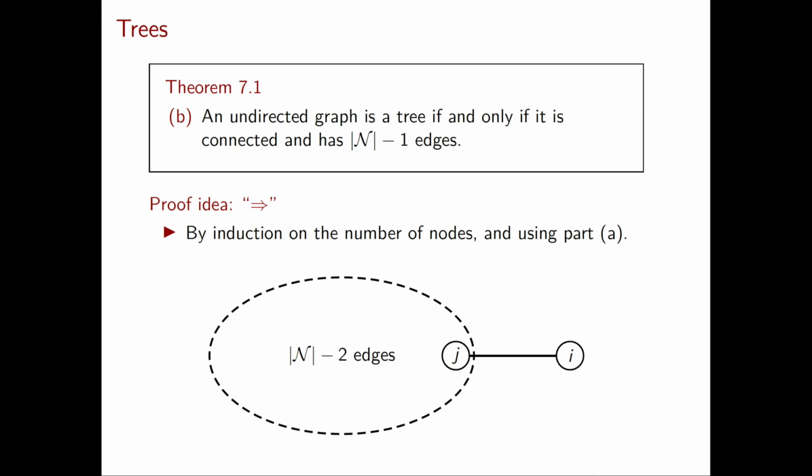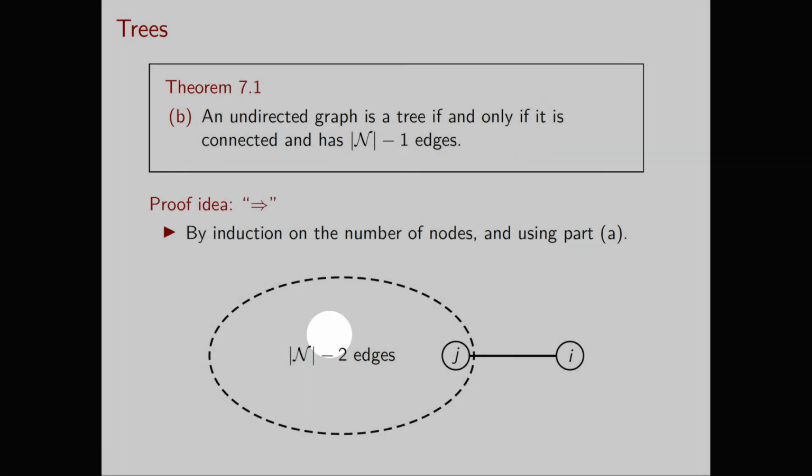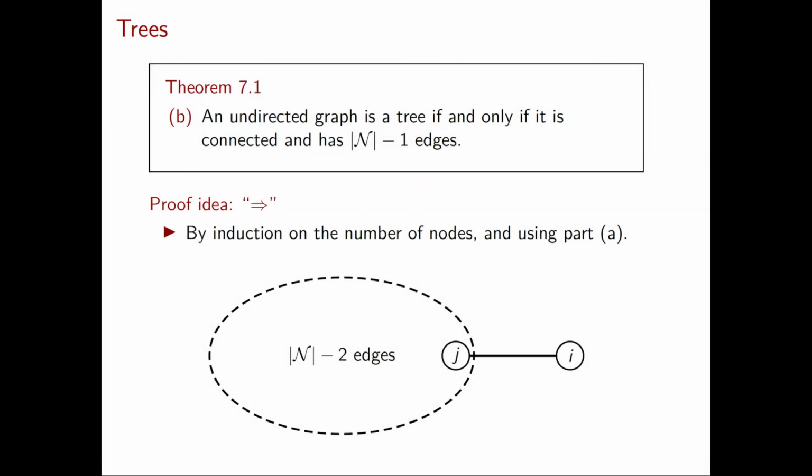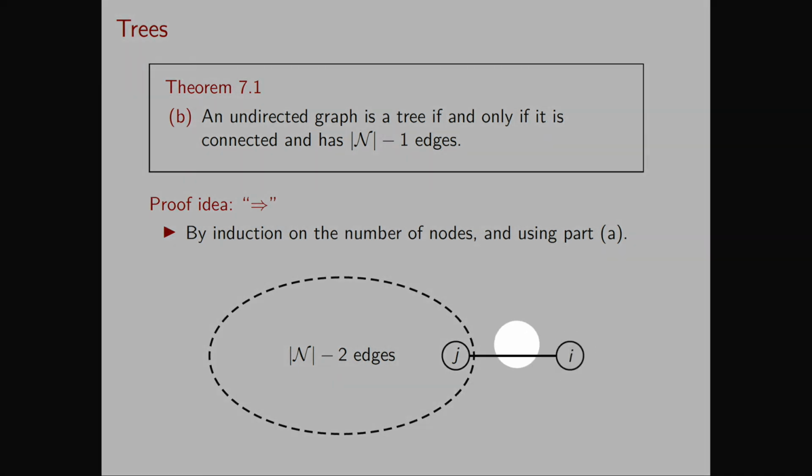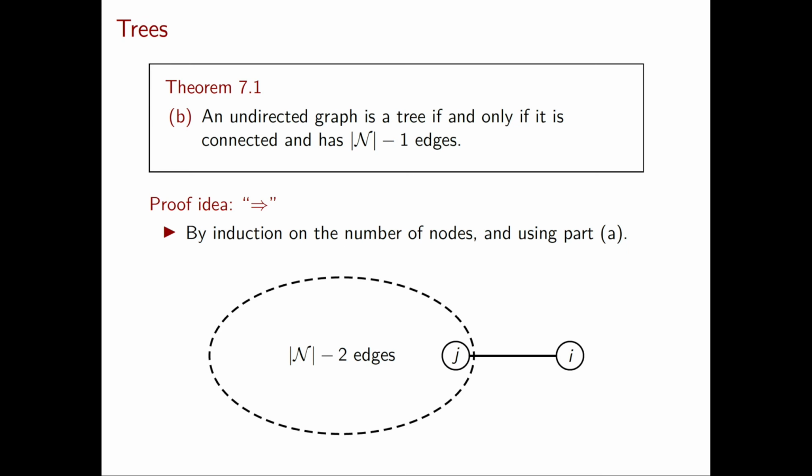So now the only thing that we still have to show is that our original tree is connected. Since the rest of the graph is connected, we know that for every pair of nodes different from I, there is a path between these two nodes also in the original tree. So we need to show that there exists a path between node I and any node in the remaining part of the graph. This path exists and it can be constructed as follows.